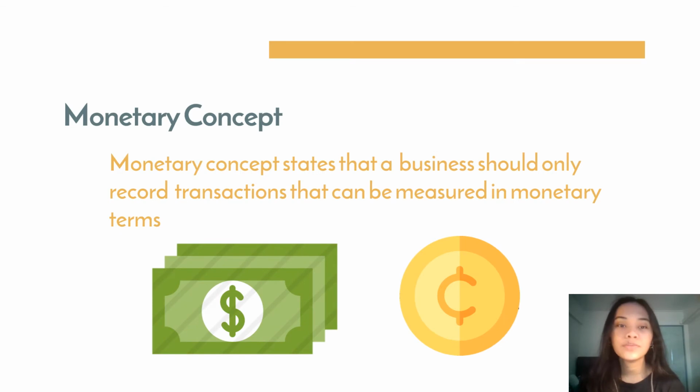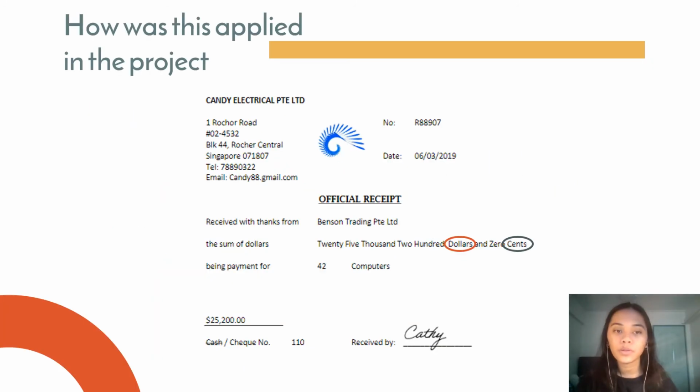Thank you, Wei Na. So now I'll be talking about the monetary concept. The monetary concept states that a business should only record transactions that can be measured in monetary terms. This means that only items with values that can be counted in dollars and cents are regarded in the business transaction. So now I'll be talking about how the monetary concept was applied in the project.